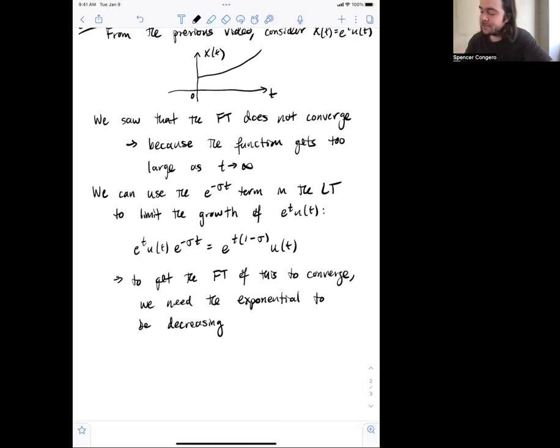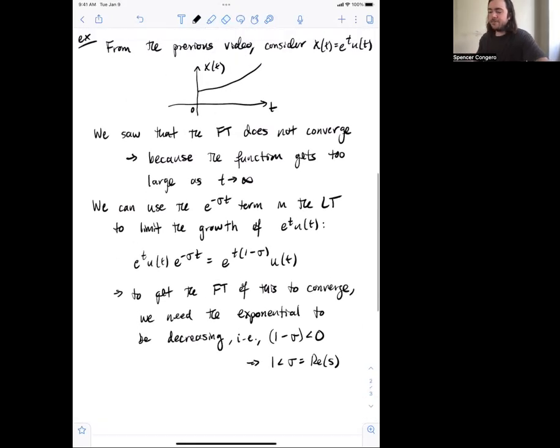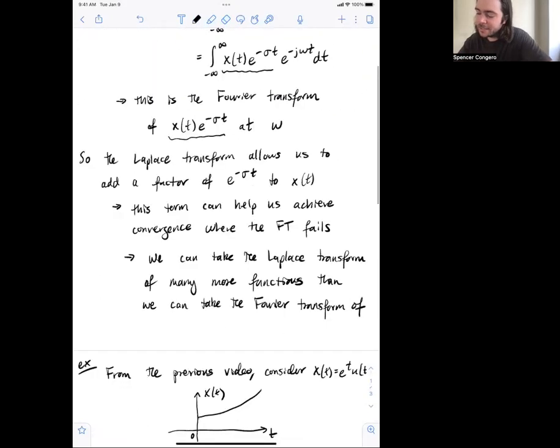So we need the exponential to be decreasing to get convergence, i.e., what does it mean for an exponential to be decreasing? It means this thing multiplying the t is negative. So we need 1 minus sigma to be negative. In other words, we need 1 less than sigma, which again was the real part of s. Okay, so this is just thinking through, knowing what we know about Fourier transforms of exponential functions, in the context of Laplace transforms, right?